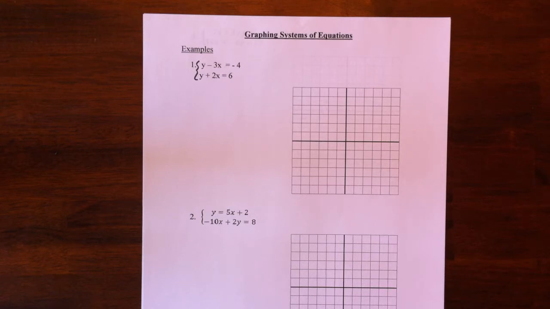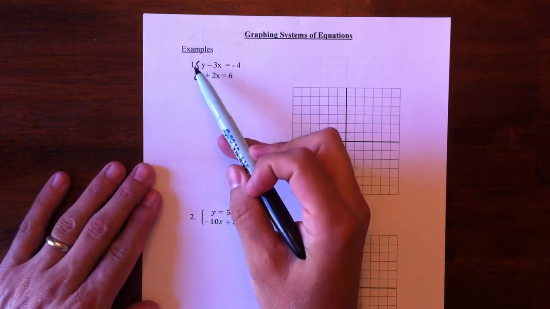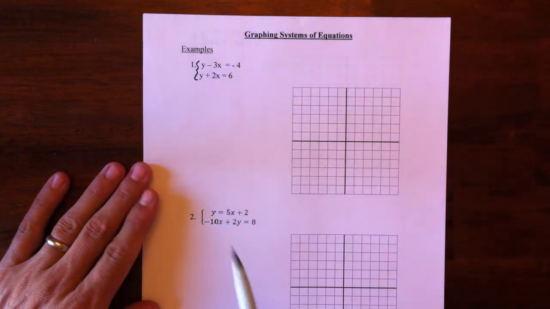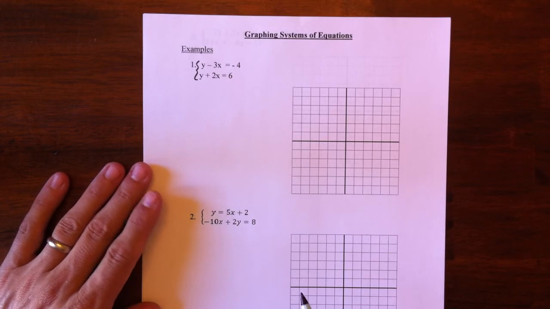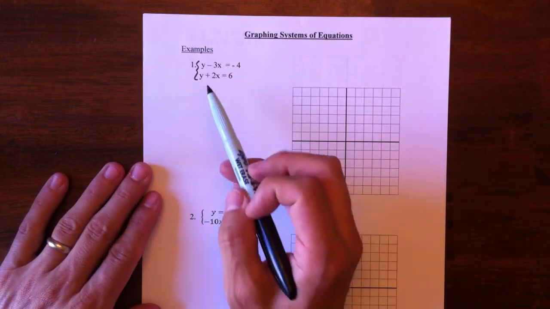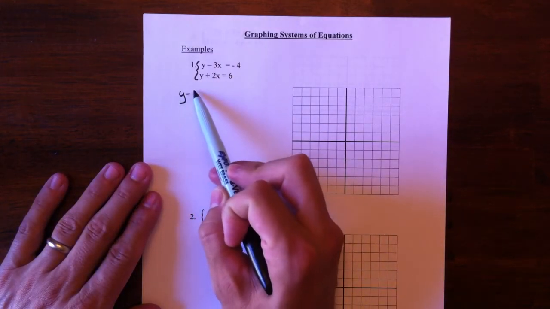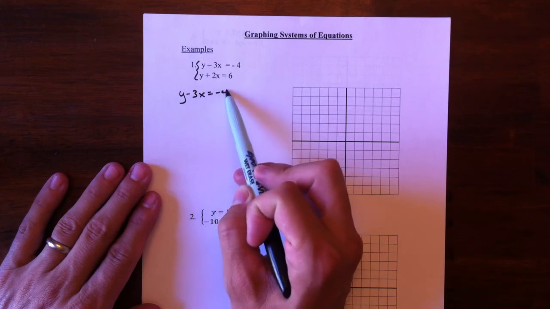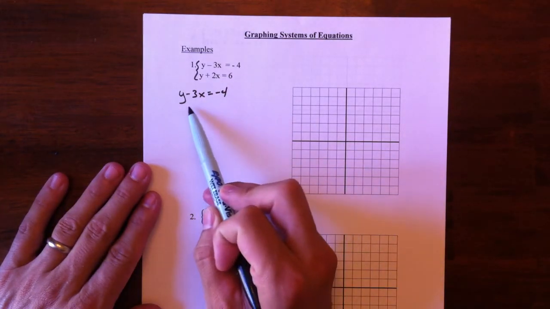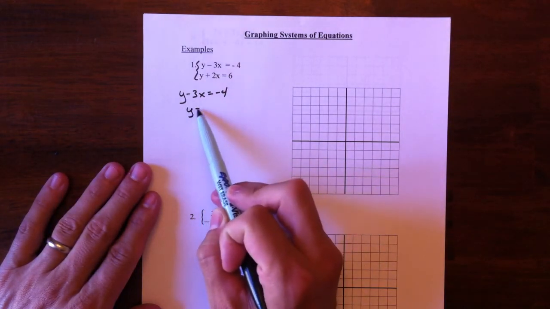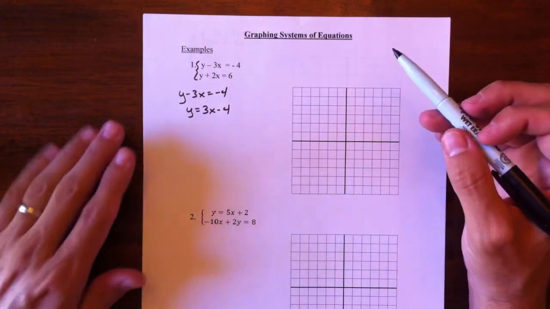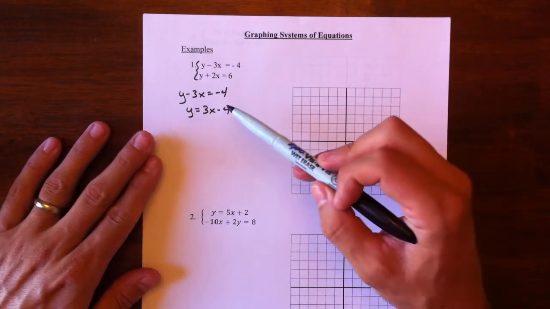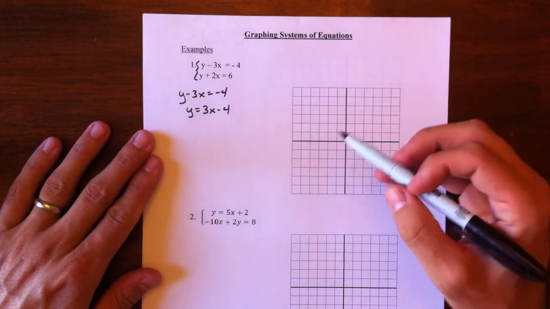So let's take a look at this first system we have here. You notice it has a little curly bracket off to the side, a little set notation. That's not necessary, but we write it a lot just to indicate that it's a set. So let's take the first one, y minus 3x equals negative 4, and let's put that in slope-intercept form. So I'm going to add 3x to the other side. And there you go. It's in slope-intercept form, where my 3 is my slope and negative 4 is my y-intercept.